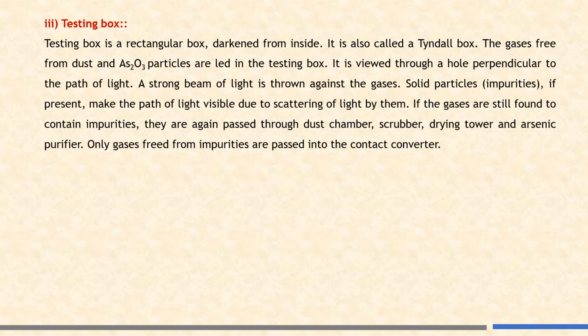by them. If the gases are still found to contain impurities, they are again passed through the dust chamber, scrubber, drying tower, and arsenic purifier. Only the gases freed from impurities are passed into the contact converter.